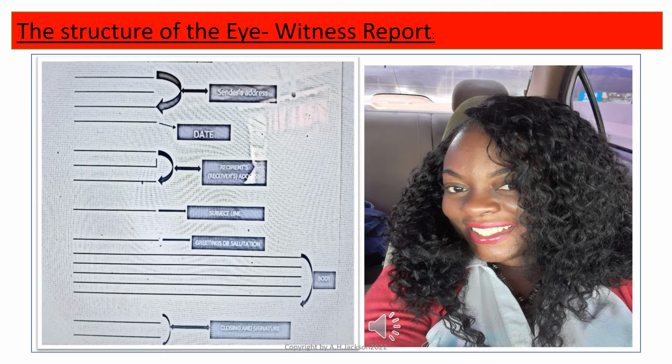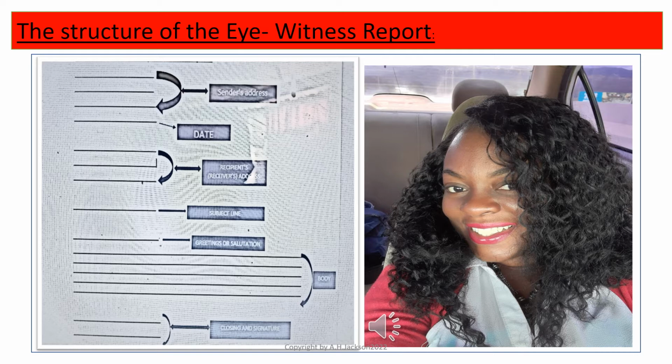When you use a block format, this is usually the structure of the eyewitness report. So you'll have the sender's address. The first three lines will comprise the sender's address, the person that wrote the report. Then, following the sender's address, you'll have the date, and following the date, you'll have the recipient's or receiver's address, and then you will have the subject line.